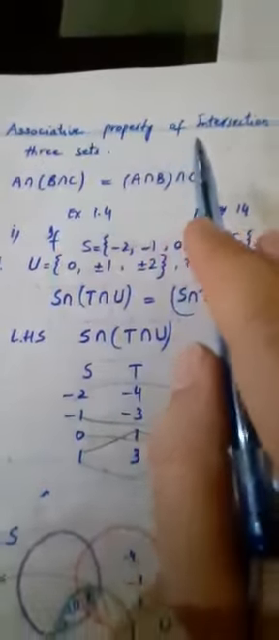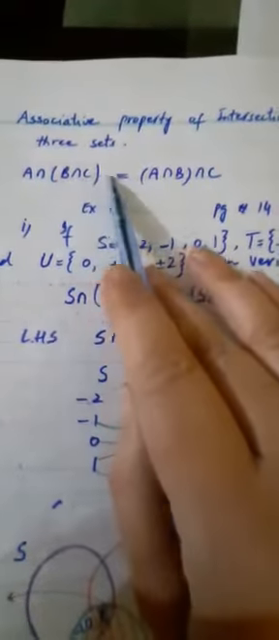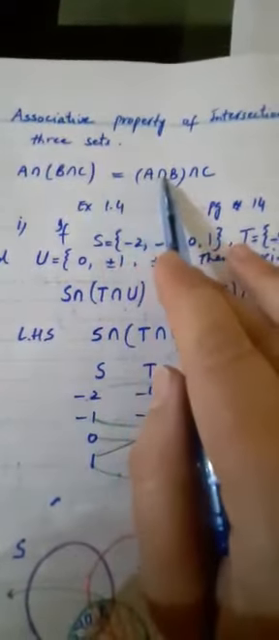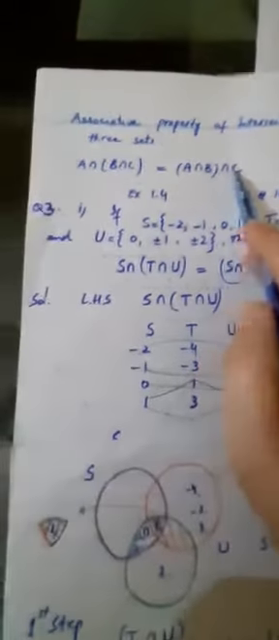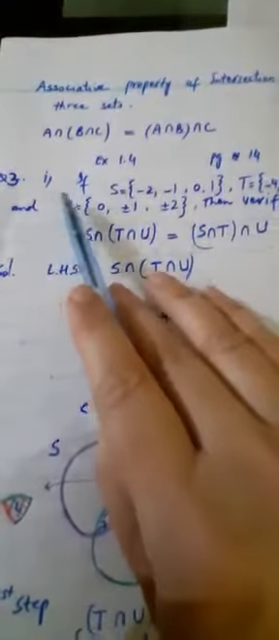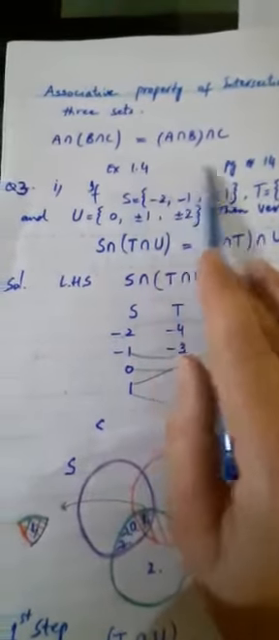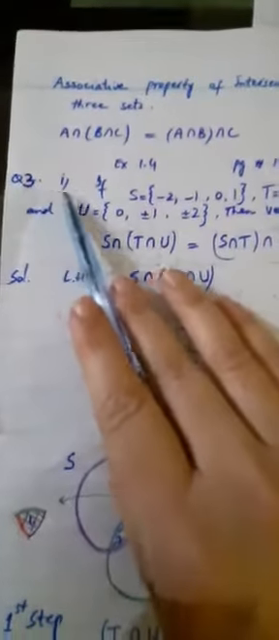Students, the topic is associative property of intersection of three sets. Now if there are any three sets A, B and C, then we can find A intersection (B intersection C) is equal to (A intersection B) intersection C. Now for solution, we will solve a question from exercise 1.4, page number 14, question number 3, part number 1.